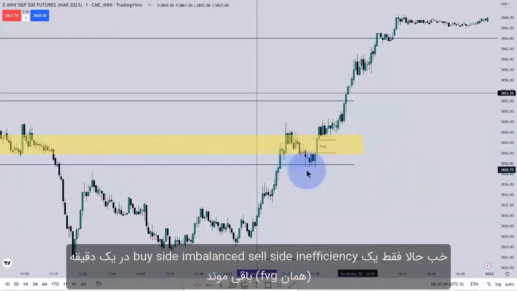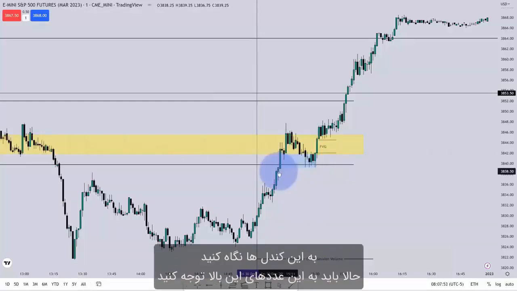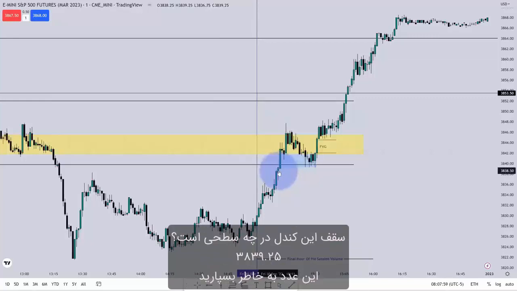So now we're left with a 1-minute buy side imbalance, sell side inefficiency, fair value gap. Okay, look at this candle. Now you're going to look right here at this number. This candle's high, what is that? It's 38.39 and a quarter. Okay, 39.25. Just remember that.